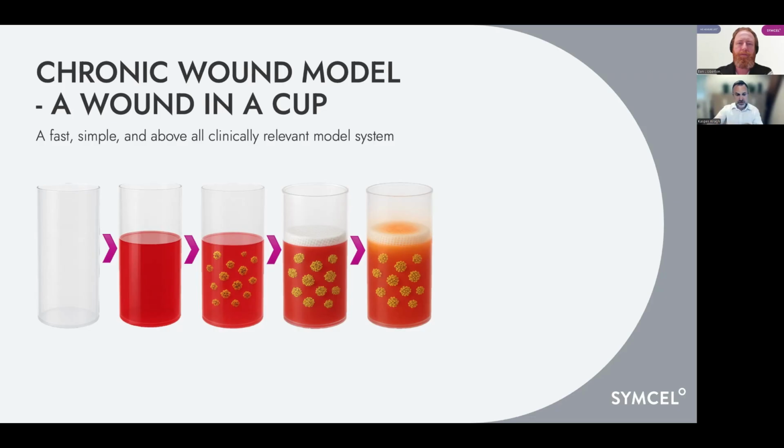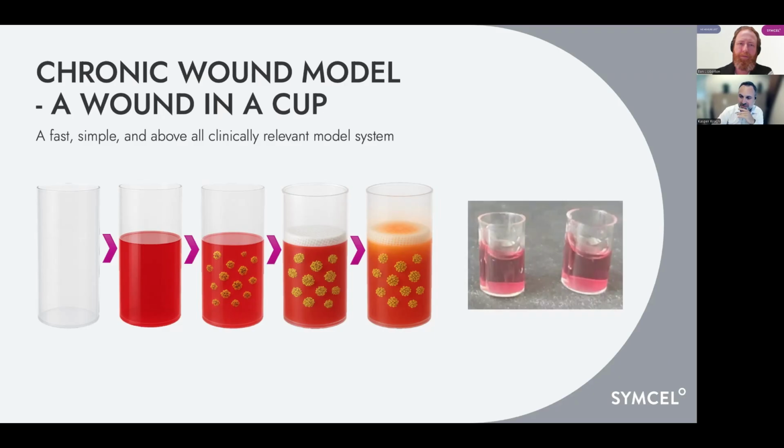So you'll have zones where the bottom will be more anaerobic or anoxic. So you have bacteria in different states, but also inside of these aggregates, you will have these diffusion gradients. So it's a way of having a small wound in a cup. I have a very grimy picture here of it. You can barely see some of the aggregates lying around in this.